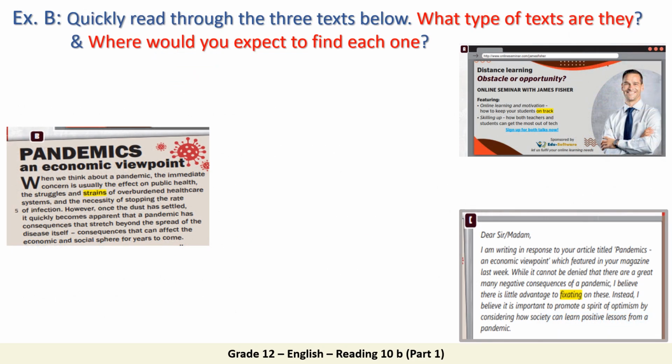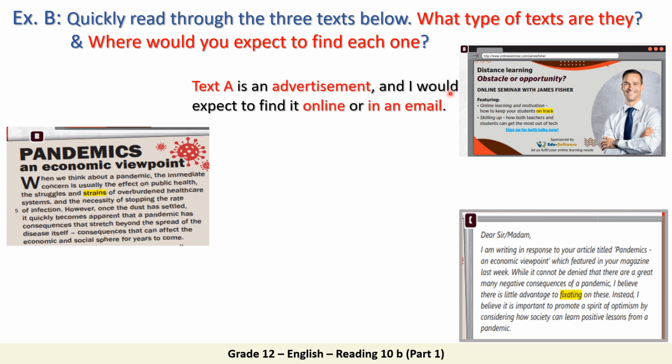As for exercise B on page 148, please quickly read through the 3 texts below. Okay, what type of texts are they? And where would you expect to find each one? Please pause, take your time, and then come to this feedback. How about text A? What type of text is it? Right, it's an advertisement, and I would expect to find it online or in an email.